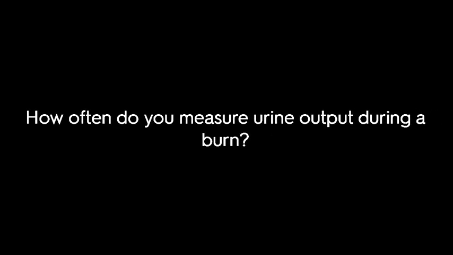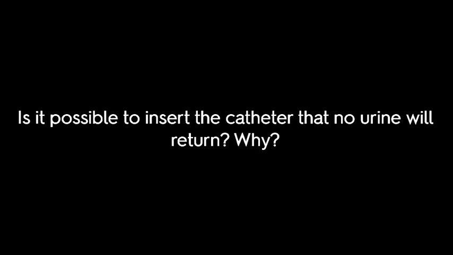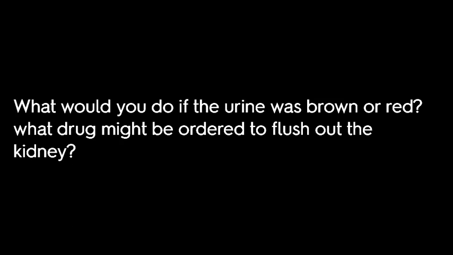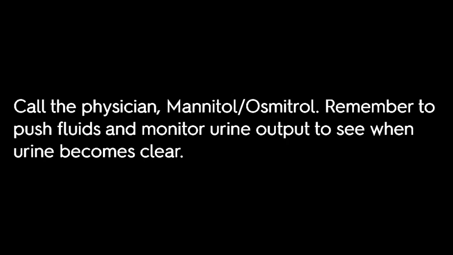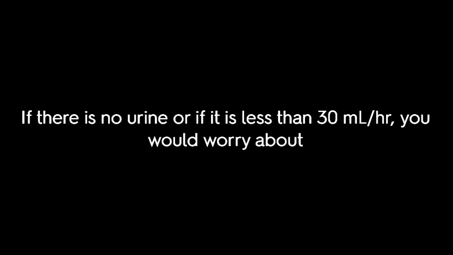How often do you measure urine output during a burn? Hourly. Is it possible to insert the catheter and no urine will return? Why? Yes, kidneys are either attempting to hold on to the fluid or they are not being perfused adequately. What would you do if the urine was brown or red? What drug might be ordered to flush out the kidney? Call the physician; Benadryl, Osmitrol. Remember to push fluids and monitor urine output to see when urine becomes clear. If there is no urine or it is less than 30 milliliters per hour, you would worry about renal failure.